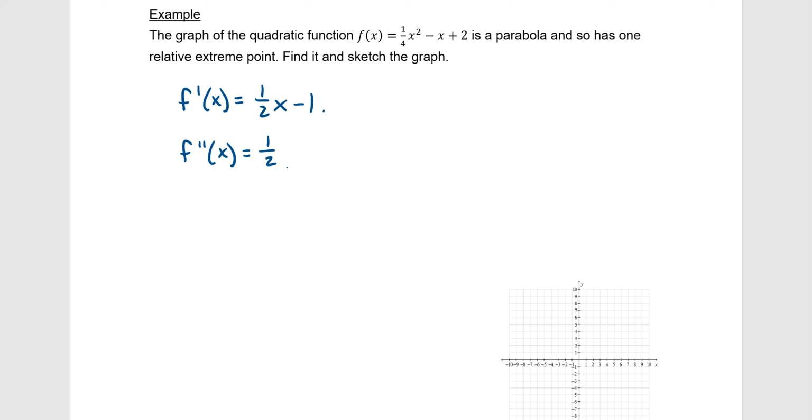And now finding the extreme point, taking the derivative, setting it equal to 0. That's going to be 1/2 x minus 1 equals 0. Add 1 to both sides, multiply both sides by 2. We get x equals, I'll go a little bit slower. We get 1/2 x equals 1. Multiply both sides by 2. We get x equals 2.